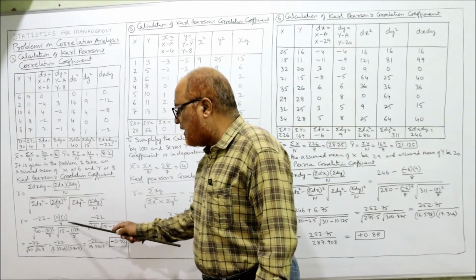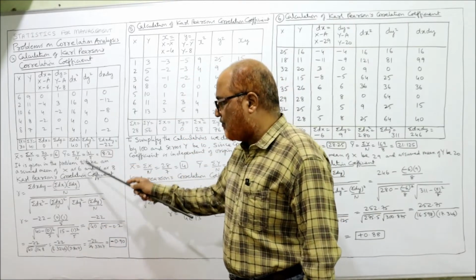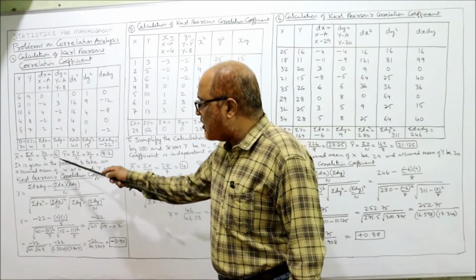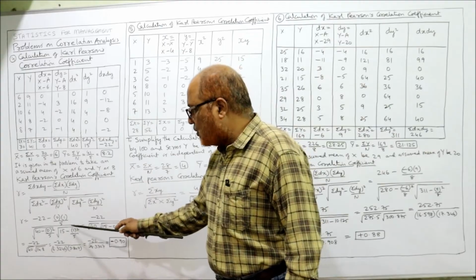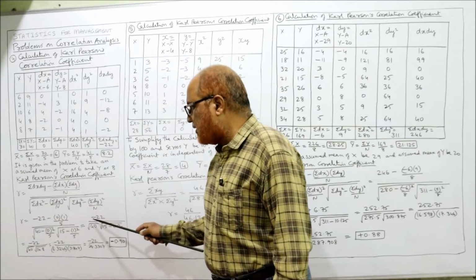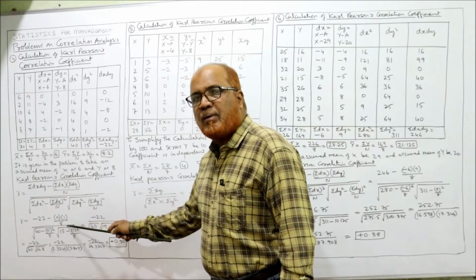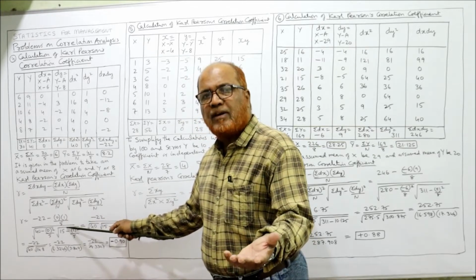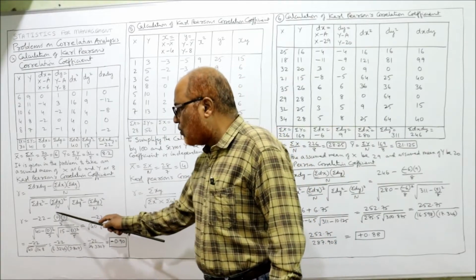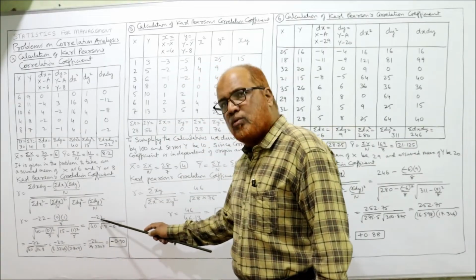Then summation dy square is 15, minus summation dy whole square by n. Summation dy is 1, so 1 whole square divided by 5. Now simplify. Minus 22. 0 into 1 divided by 5 is 0 only. When you multiply anything with 0, you will get 0. So this whole thing will become 0. So numerator will be minus 22.